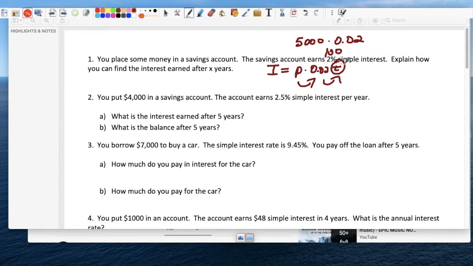And the reason we multiply by time is because if that's 1 year, then that's it. If it's more than 1 year, then you would take that and multiply it by the number of years. Okay, 4,000. All right, so I equals PRT.